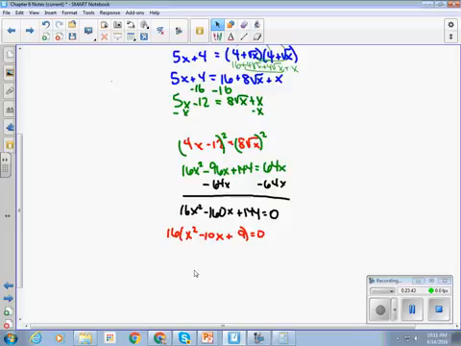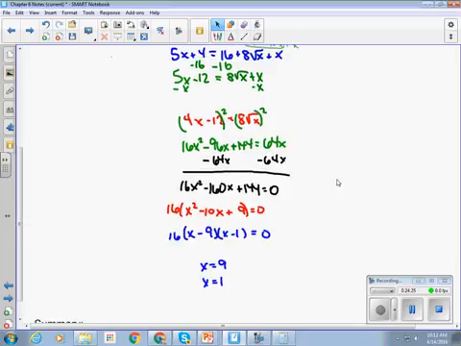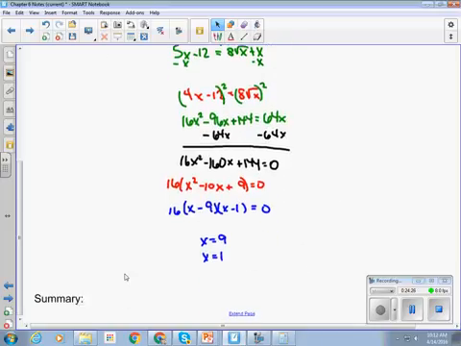All right, so we pull that 16 out, and then we factor this x squared minus 10x plus 9. If we go negative 9 and negative 1, they add to give us negative 10, and they multiply to give us positive 9. So our solutions to this problem are x equals 9 and x equals 1. What happens to the 16? We just divide both sides by 16, and 0 divided by 16 is 0. So he goes away.